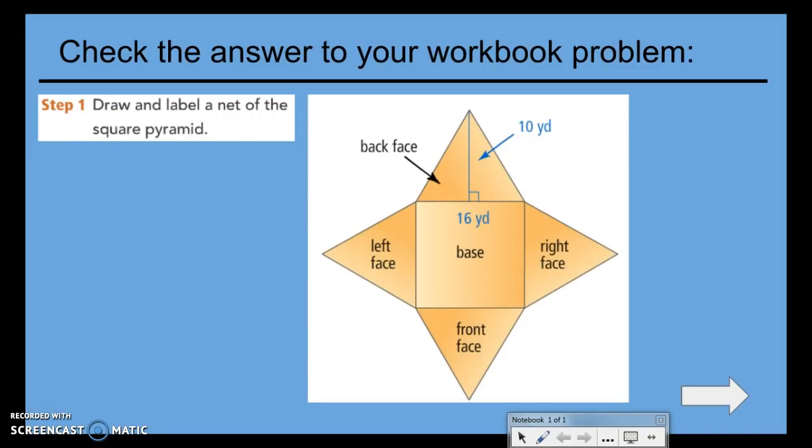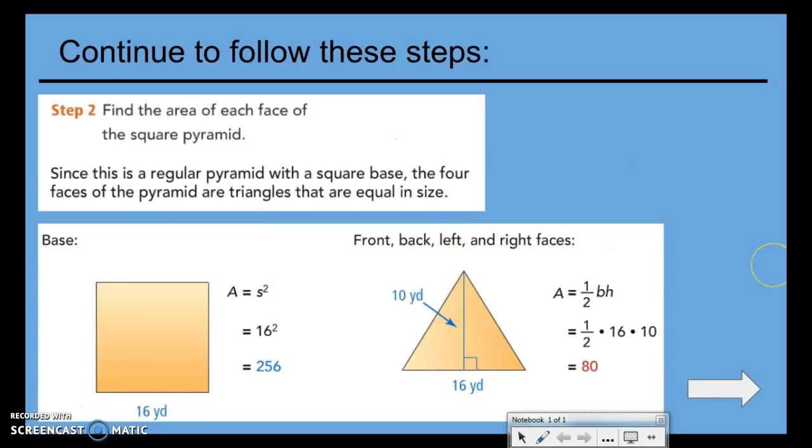You have a height of 10 yards for your triangles, and you have a base of 16 yards for the bottom of your triangle and for the sides of your square. Okay? Step 2, find the area of each face of the square pyramid. Since this is a regular pyramid with a square base, the 4 faces of the pyramid are triangles. Okay? They're going to be equal in size.